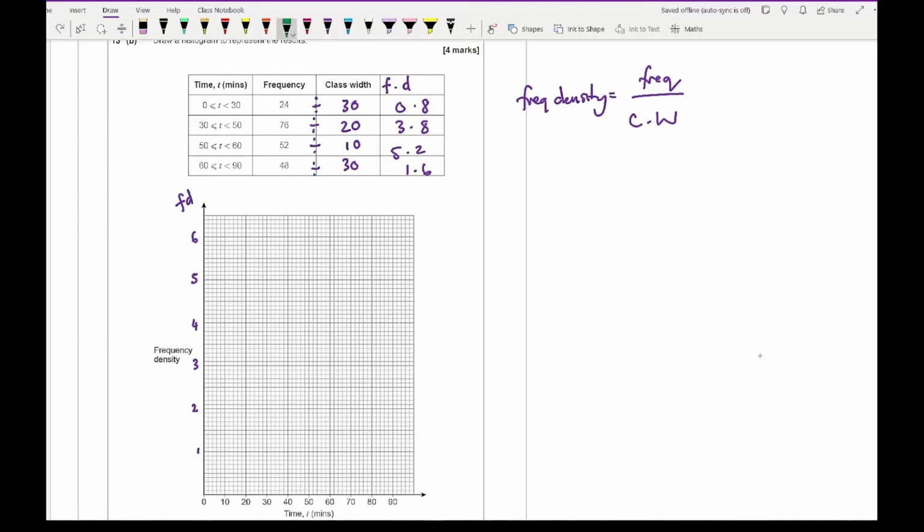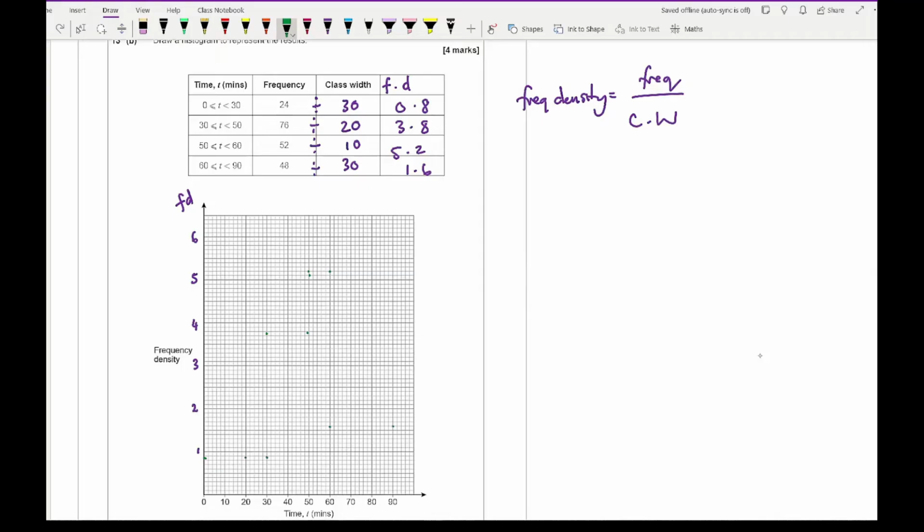So looking at the first block, it's going from 0 to 30, and that's going up to 0.8. So that's going to be there. Then from 30 to 50, it's going to be, oh, actually that needs to go there. And then my next one's going up to 3.8, which is there, and that's going up to 50. It's going to be there. And then 5.2, which is there, and so we've got a factor of 10 there. And then the last one, which is 1.6, which is down here, which is there, and to 90 is there.